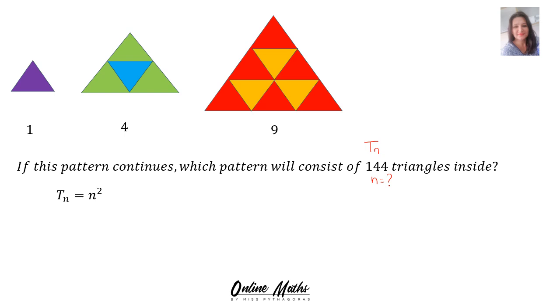Now I'm giving you the question which pattern will consist of 144 triangles. So in Tn's place, we substitute 144 is equal to n squared, and then now to get rid of the square, we take the square root, and then n is 12. So that means in the 12th pattern, you will find 144 very small little triangles.